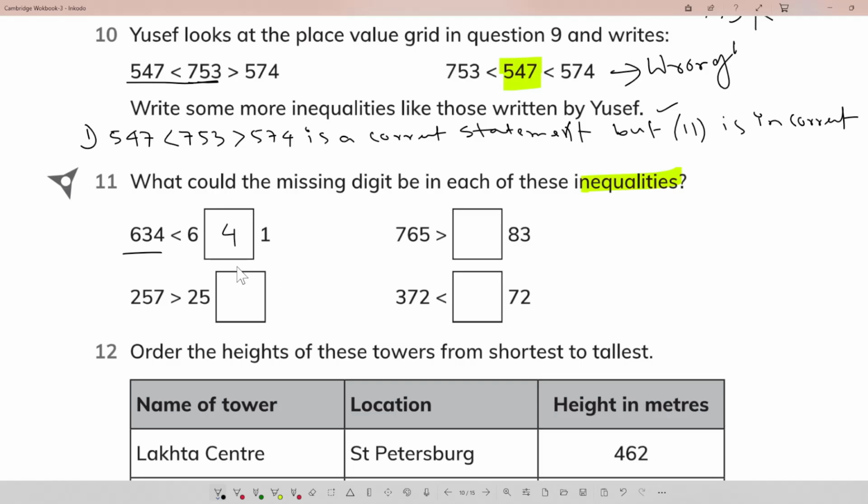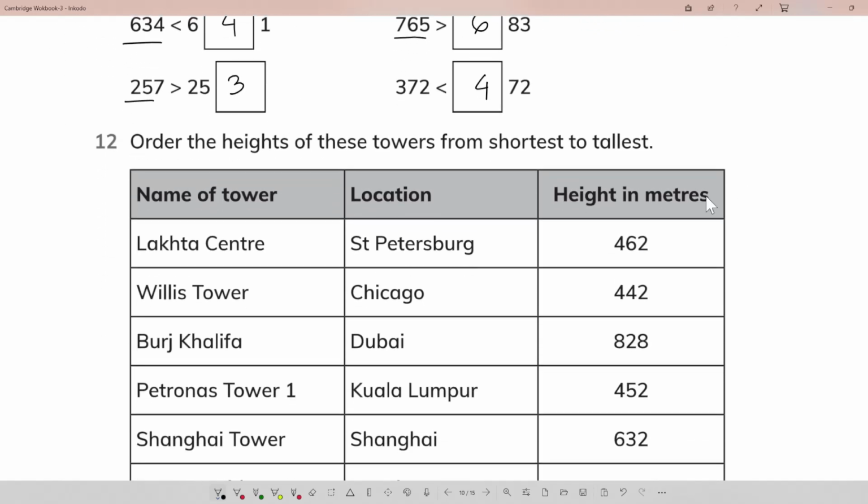It's up to you. Okay, and here is 765 is greater than, you can write 683. It's up to you. And here is 257 is greater than, you can write 253. Okay, so it's up to you. 257 is greater than 253, and here is 372 is less than, suppose 472.